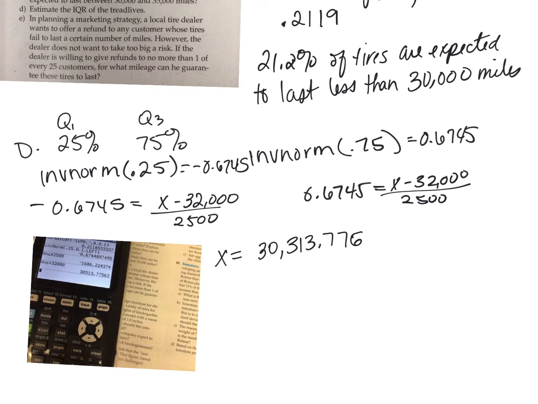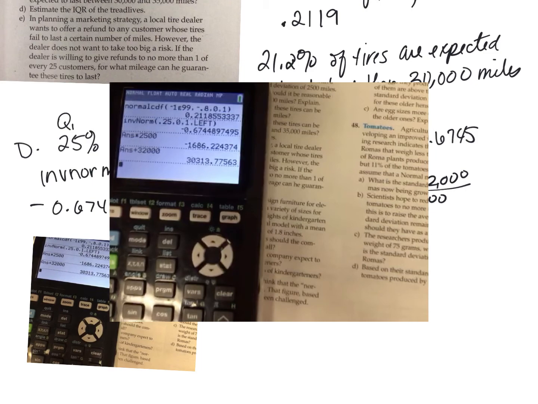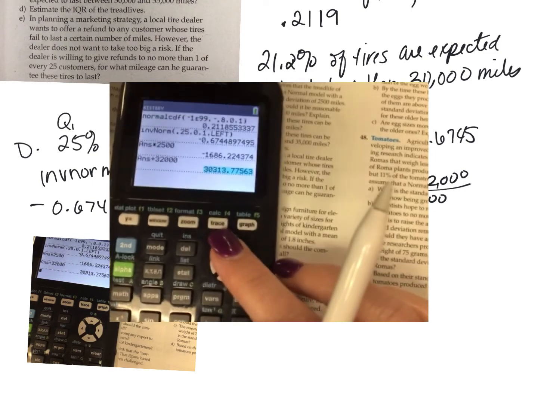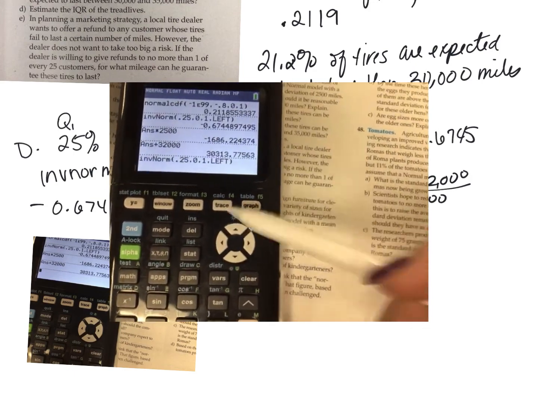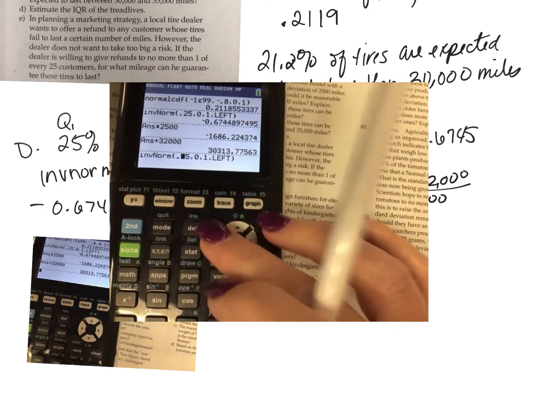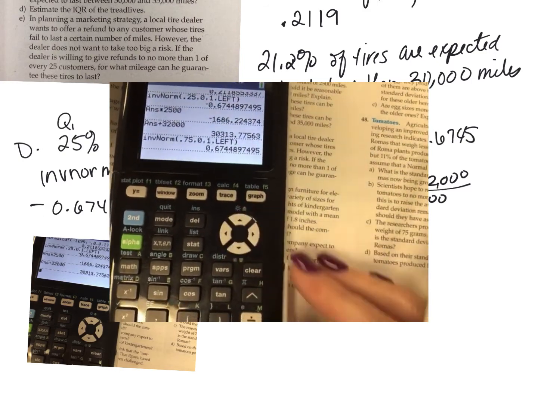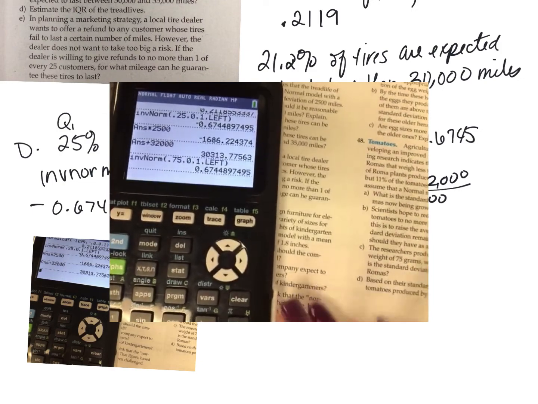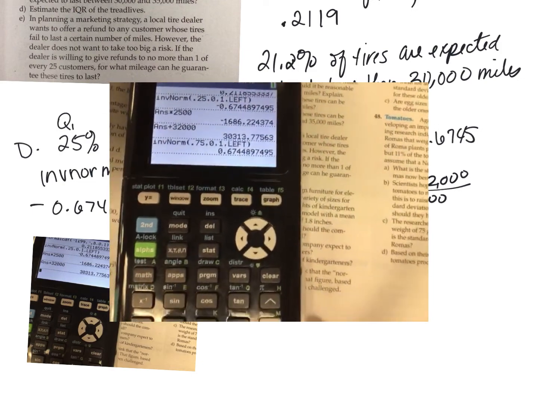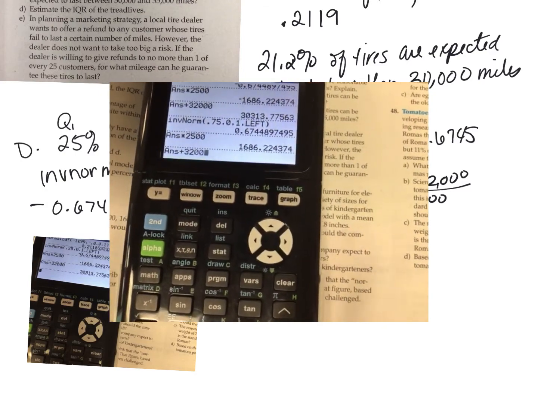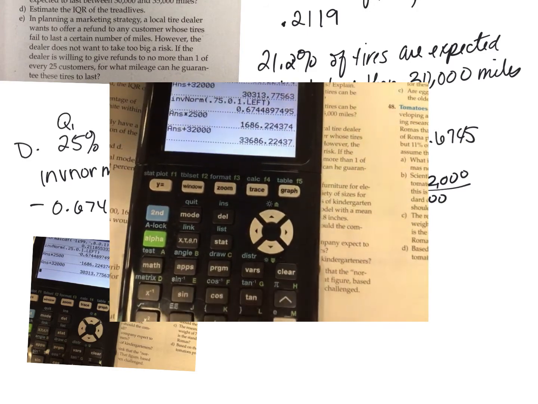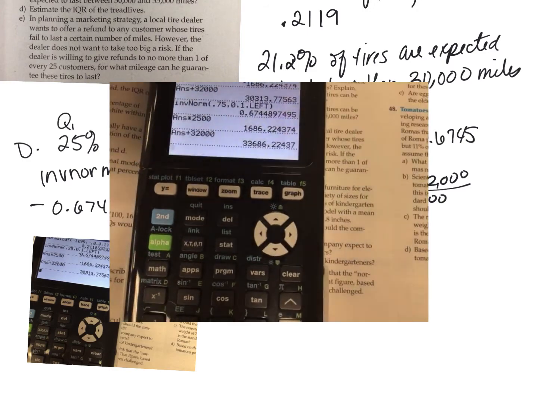And then I'll do it again. But to make my life easier, I'm going to come up here and I'm just going to hit enter. So you can select something above, hit enter. I'm going to go over here, change this to 0.75. And now I have the positive value of it. And that kind of helps us not have to go through all the menus, but then it's times 2,500 and plus 32,000. So 33,686.22.